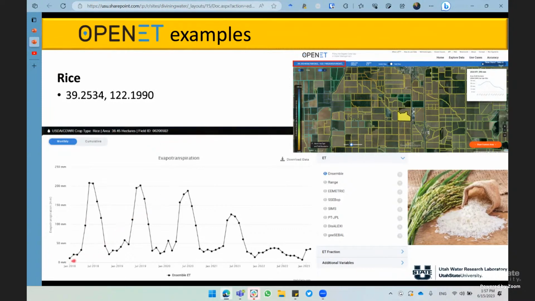And here you can see the ensemble. So apart from these 6 models, they calculate the average of these 6 models, and they call it ensemble. So here you see the ensemble. According to them, it is the best choice if you are kind of confused about which model to choose for your area. You can choose the ensemble. Well, here you see, for example, that the ET is decreasing along the time for rice.